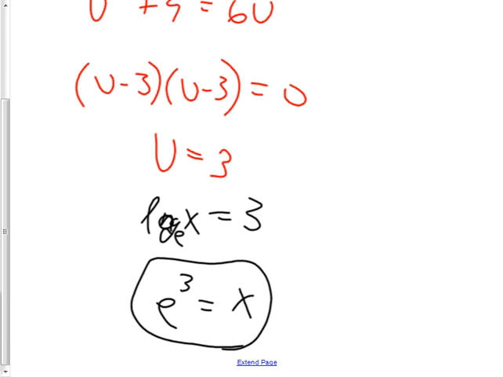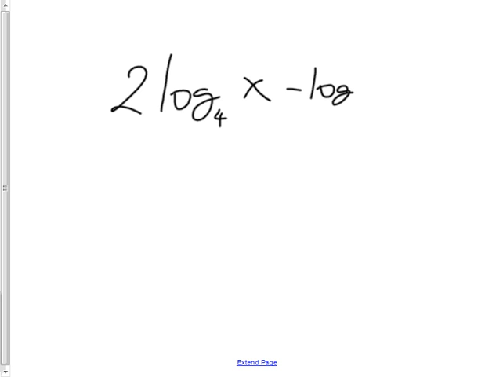Number 4. Number 4's got a little trick on it where if you notice it, you'll be like, oh, that would have been so much easier. 2 log base 4 of x, minus log base 4 of 2. That's where the trick is, equal to negative 2. Okay.